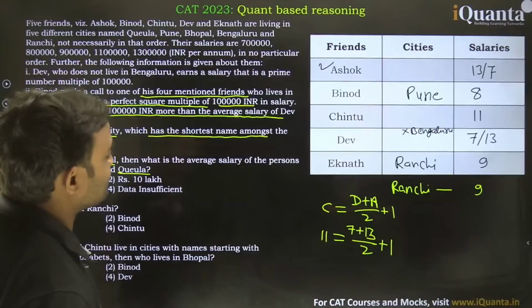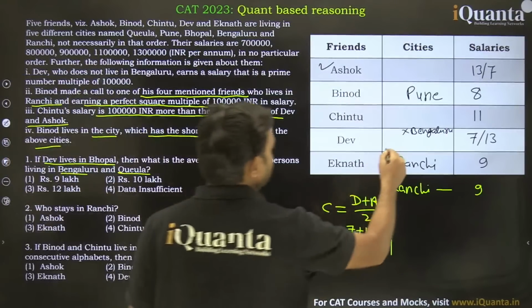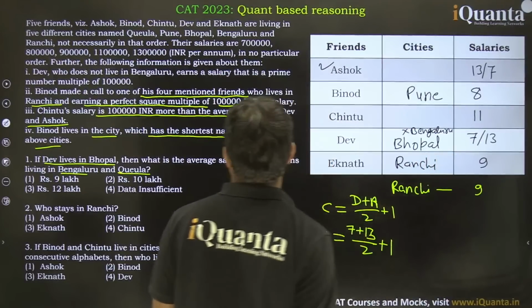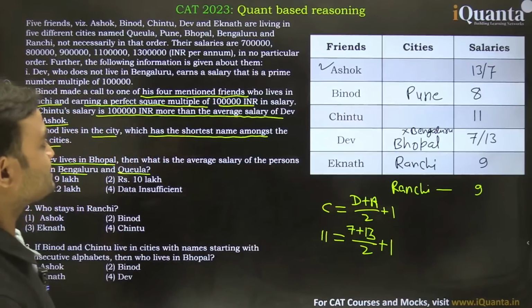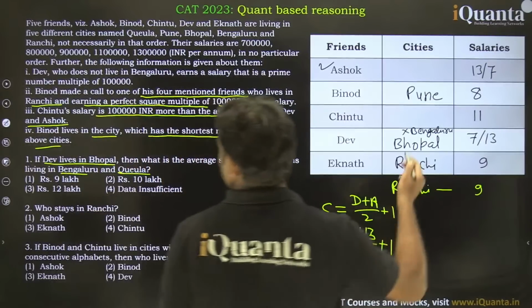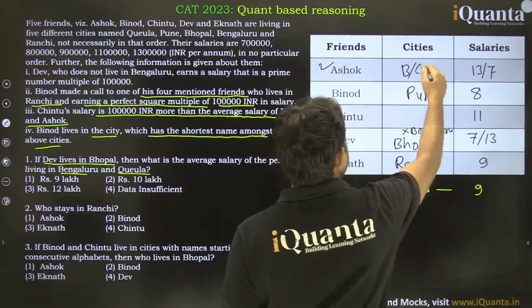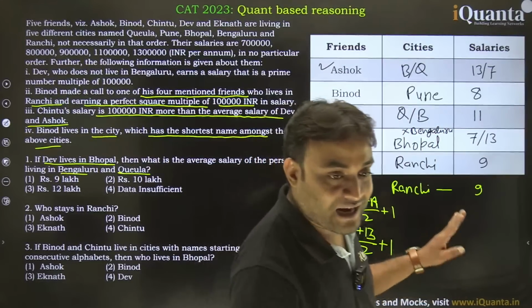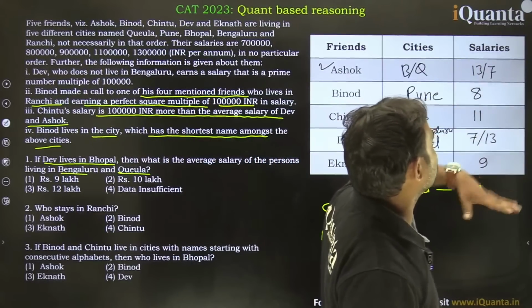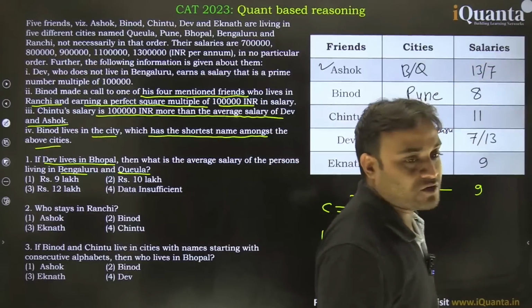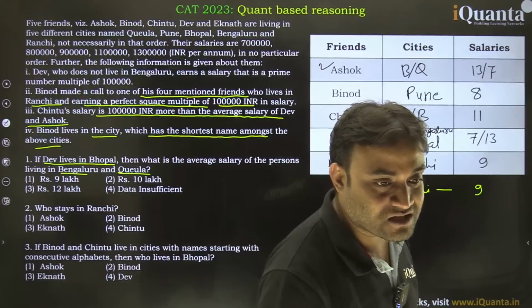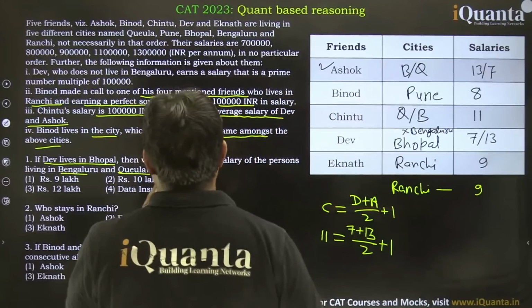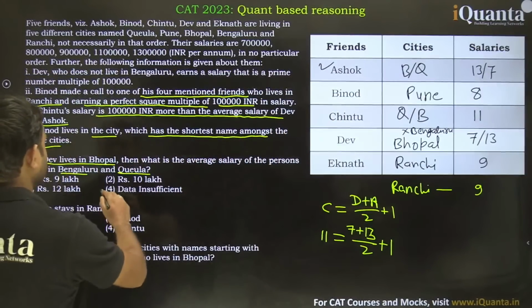It says if Dev lives in Bhopal, let's put it here. Dev lives in Bhopal. So what is the average salary of the person who lives in Bangalore or Kolkata? That average could be 11 plus 13 by 2, which is 12, or 11 plus 7 by 2, which is 9. So that is not possible. So the answer is data insufficient.